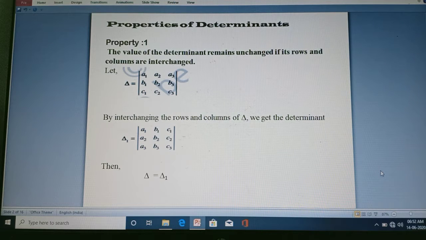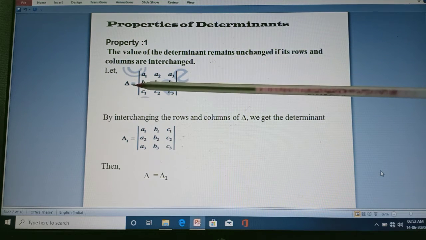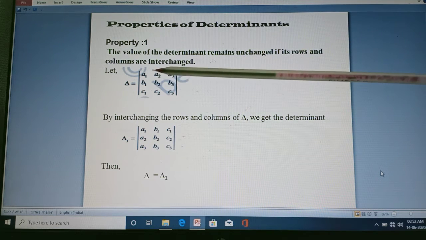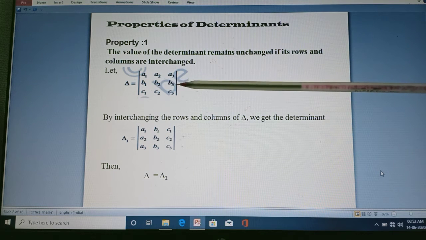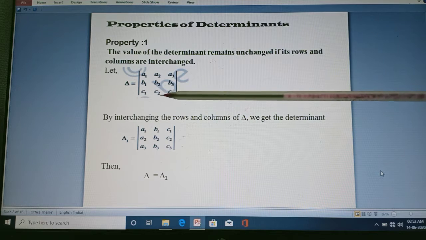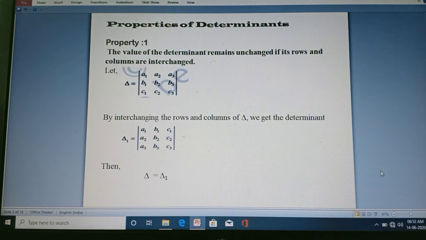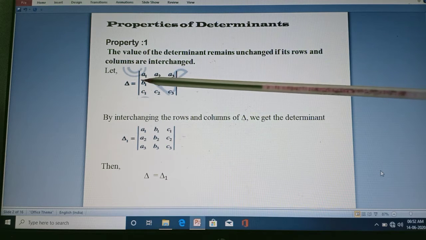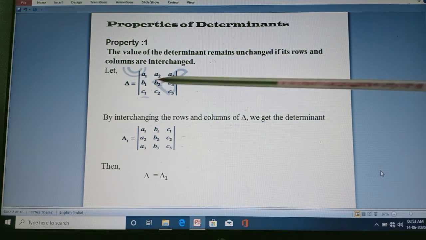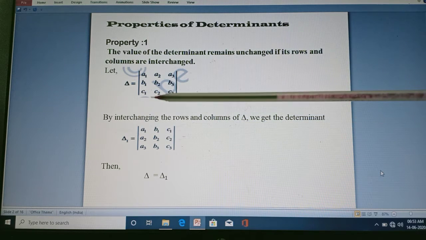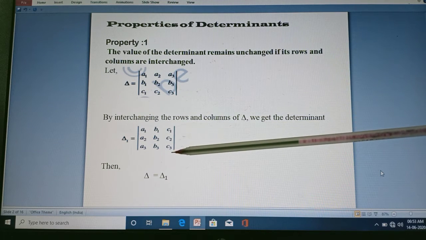So students, you can see one determinant here, determinant delta. First row is A1, A2, A3. Second row is B1, B2, B3. And third row is C1, C2, C3. Now, if we interchange its rows and columns, then the first column becomes A1, A2, A3, and second column becomes B1, B2, B3, and third column becomes C1, C2, C3.